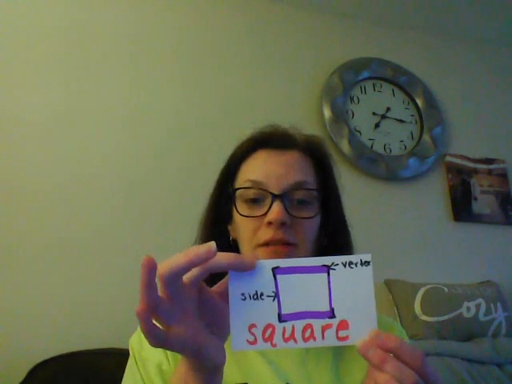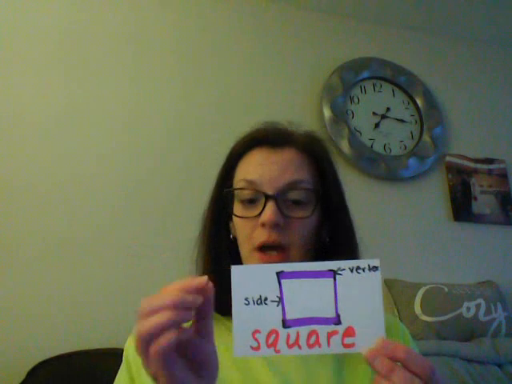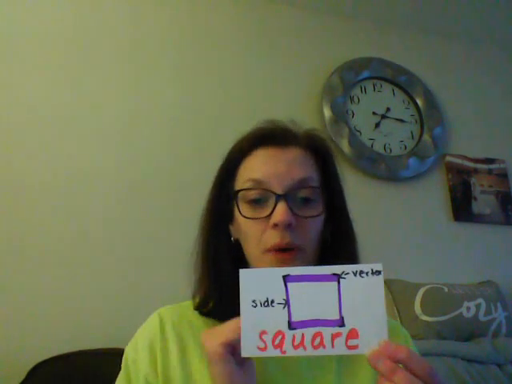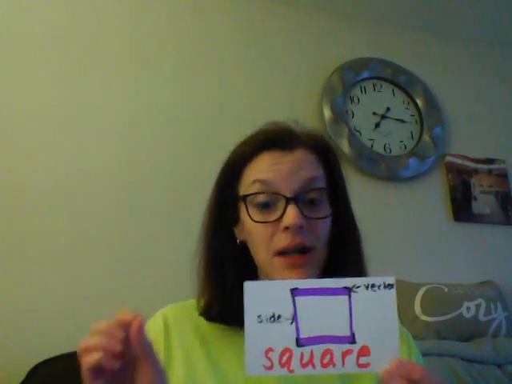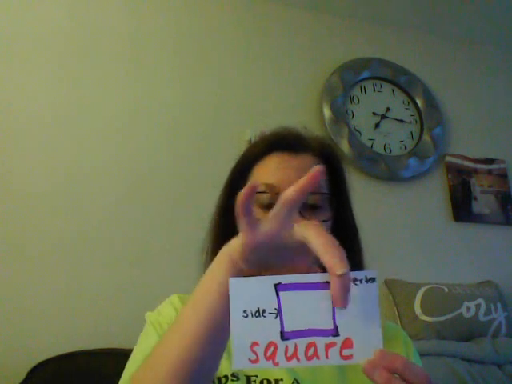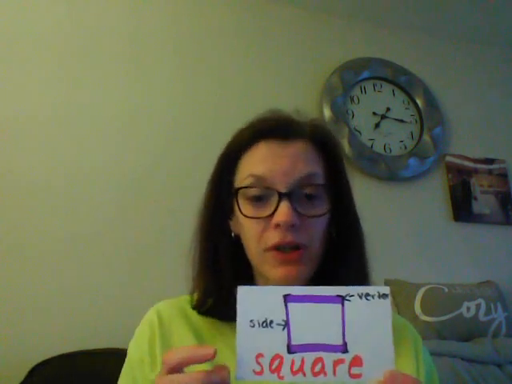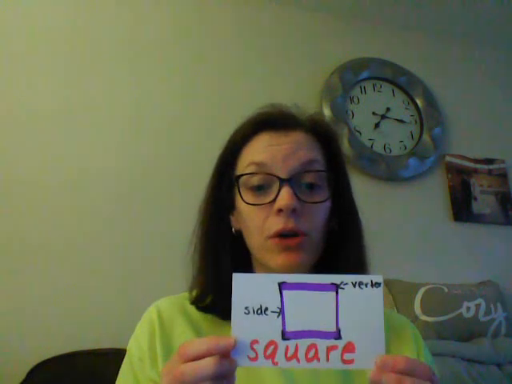Now, a vertex is the corner of the shape. So how many corners does the square have? That's right, 4. 1, 2, 3, 4 vertices, or they can be called corners.